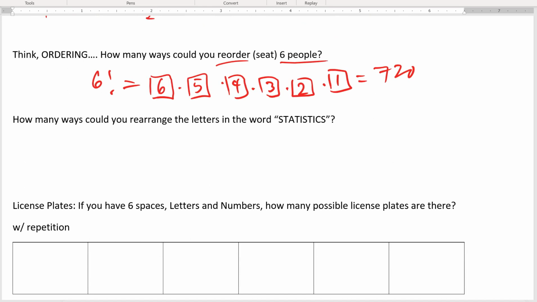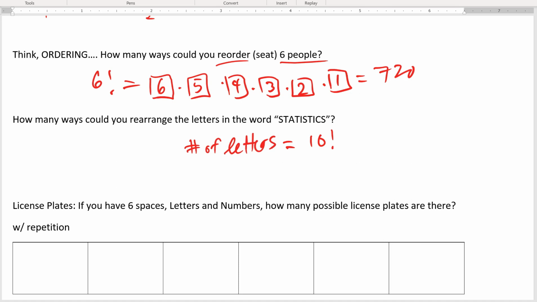This builds into our next question. How many different ways could we order or rearrange the letters in the word statistics? Well, it's the same idea. We have 1, 2, 3, 4, 5, 6, 7, 8, 9, 10 letters. So ordering 10 letters would just be 10 factorial.